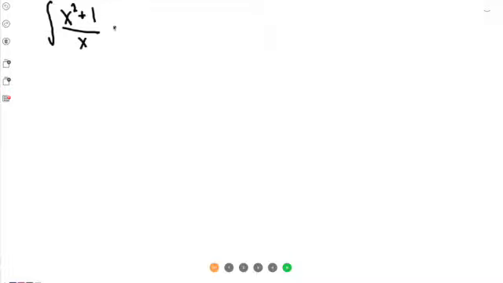Okay, so for this one, we just need to separate x squared plus 1 into separate fractions. So we have the integral x squared over x dx plus the integral 1 over x dx.